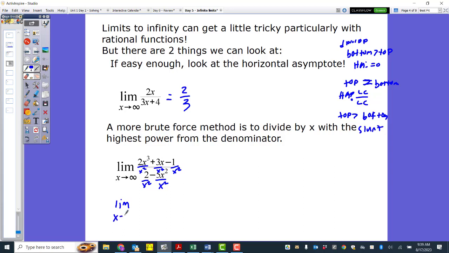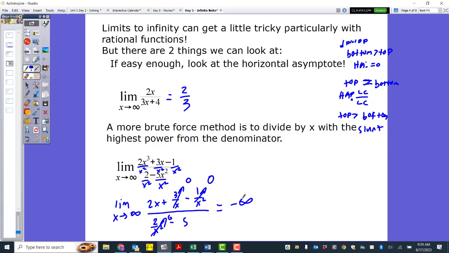And look at the new limit we have. We have 2x plus 3 over x minus 1 over x squared over 2 over x squared minus 5. Now, as x goes to infinity, this is going to go to 0, this is going to go to 0, this is going to go to 0, and we're left with infinity divided by negative 5. Well, infinity divided by a negative is still going to be negative infinity.